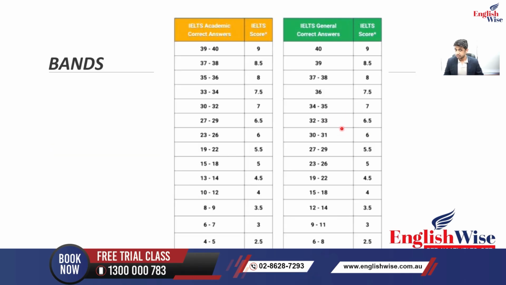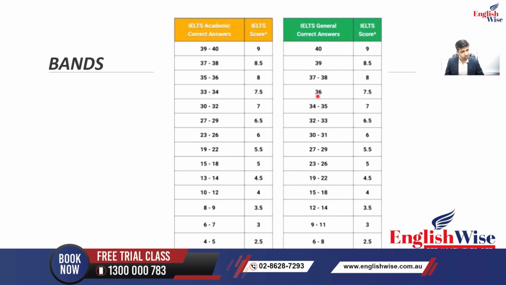Now, based on the amount of marks you receive out of 40, you will be given your band scores. So there are two tables in front of you. You have the academic IELTS table and the general IELTS table for the reading section. If you're aiming at 7 band scores and you are appearing for the academic reading test, you need to score 30, 31 or 32 marks out of 40. And if you're aiming at 7 band scores and you're appearing for general reading, you need to score 34 or 35 out of 40, which means 34 or 35 answers have to be correct in the exam out of 40.